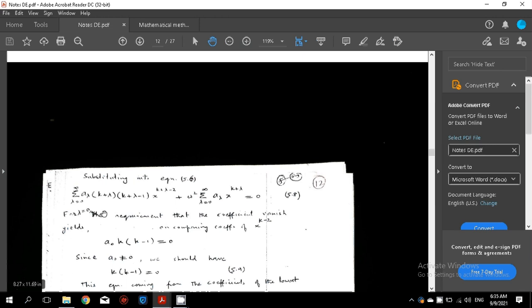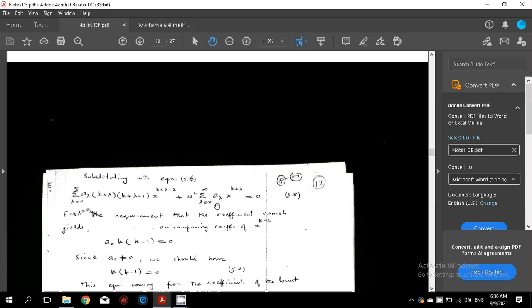So as you see from here, in this term, when you substitute lambda is equal to 0, the minimum power of x comes out to be x to the power k minus 2. Now the coefficient of the minimum power of x, x to the power k minus 2, from this is a naught into, so we put lambda is equal to 0, k into k minus 1. So that is the coefficient of the minimum power of x from this term.